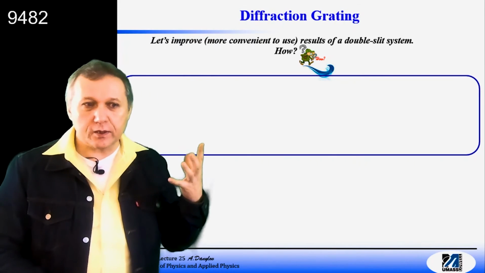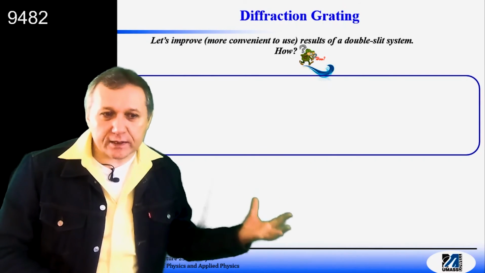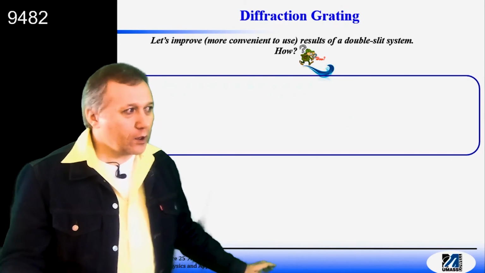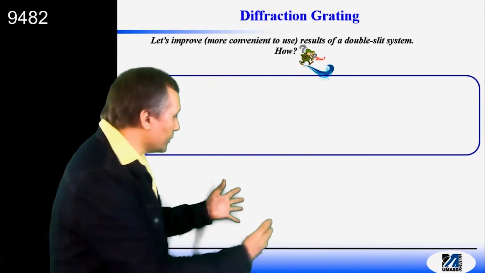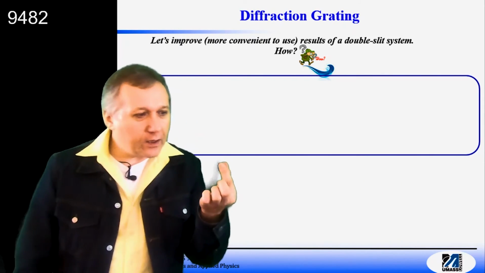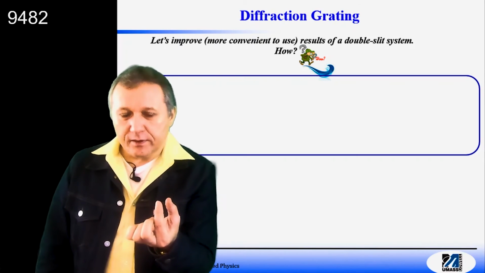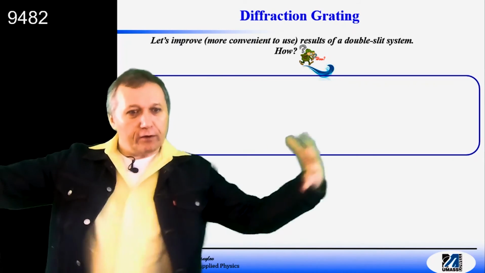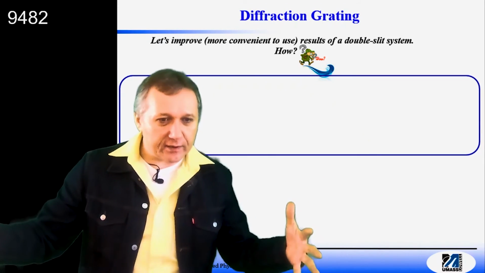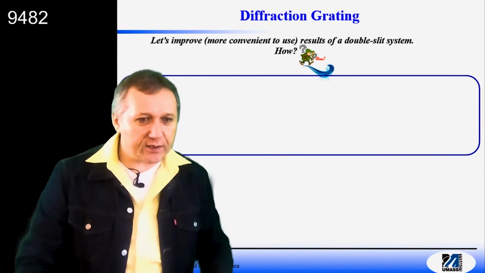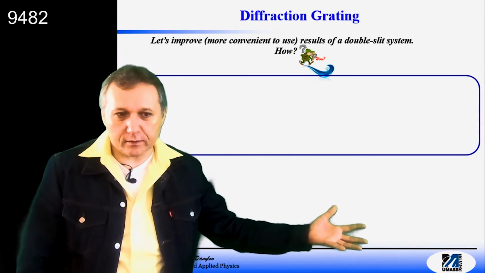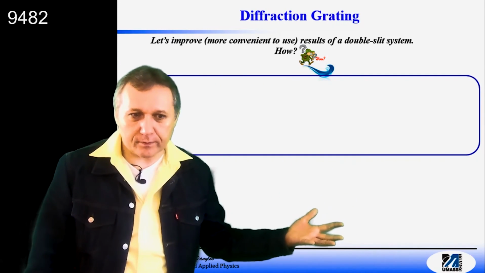But the question is, is it possible to improve this system? And in which way can we improve it? Can we, for example, spread these bright spots? So instead of a millimeter distance between bright spots, what about 40 centimeters or maybe 30 centimeters? So we can easily and accurately measure the distance between bright spots in order, for example, to calculate the wavelengths of the laser. Use it as a spectrometer, for example.